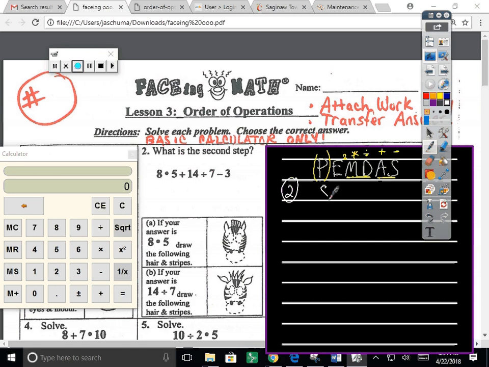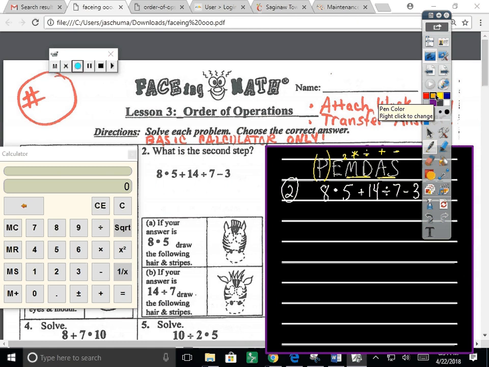Here's the problem. 8 dot, what's that dot mean? Oh, times. 8 times 5 plus 14, that's a division sign, divided by 7 minus 3. Now what I also think is interesting is that 6th graders like to tell me that there are multiple answers for these problems. The truth is there is not. There's only one correct answer for each.